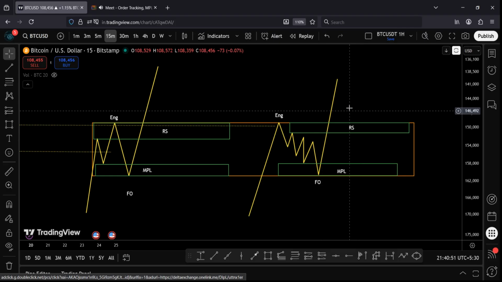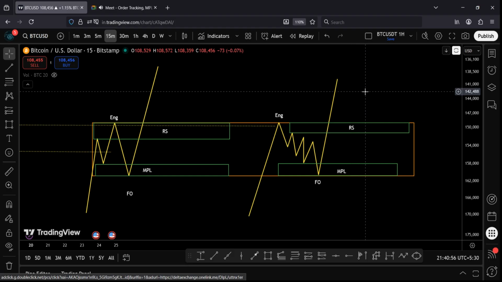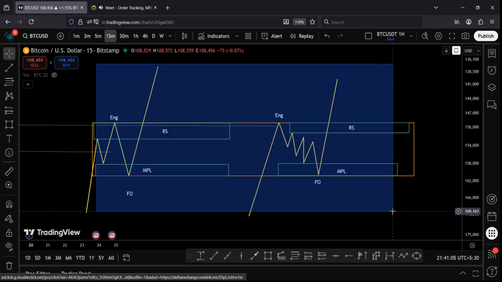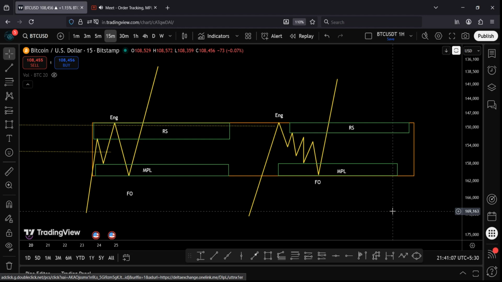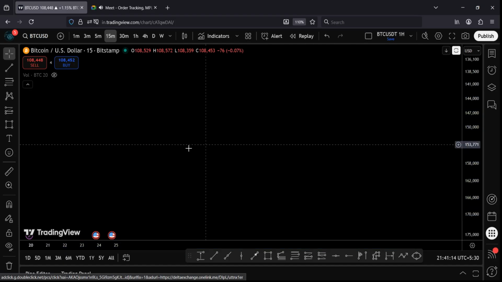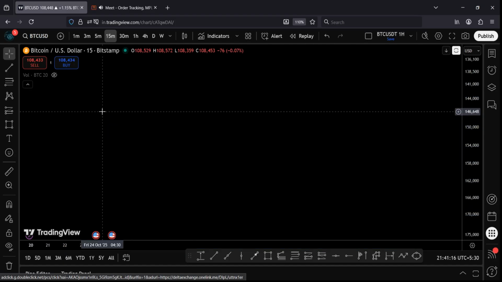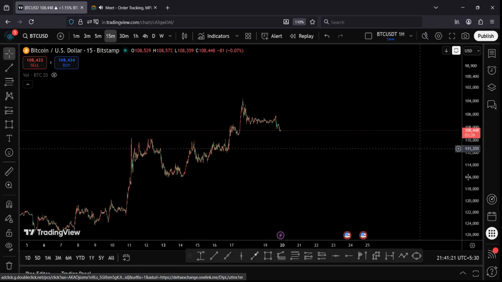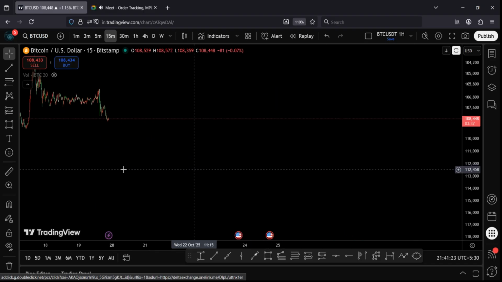Okay, so now let's remove this. Okay, any question? No. Okay, so now we will move to some examples. We will go to the chart and look at some examples. Just delete this. Let's go to the chart.